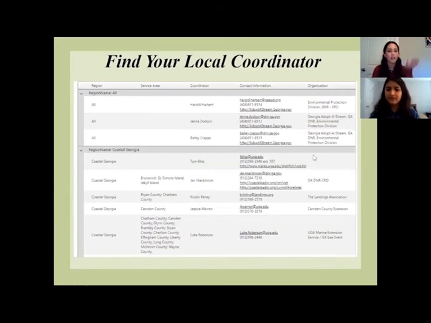So this is the Find Your Local Coordinator page on our website, like we just talked about. It's laid out by the region, and then the service area, the coordinator, and their contact information, as well as the organization that they're working for. I know that we had some people on the coast at this workshop today, so this one has our coastal Georgia people listed out. If you see your county on there, you can scroll over and find your coordinator and shoot them an email if you have questions or if you're just looking to get started.